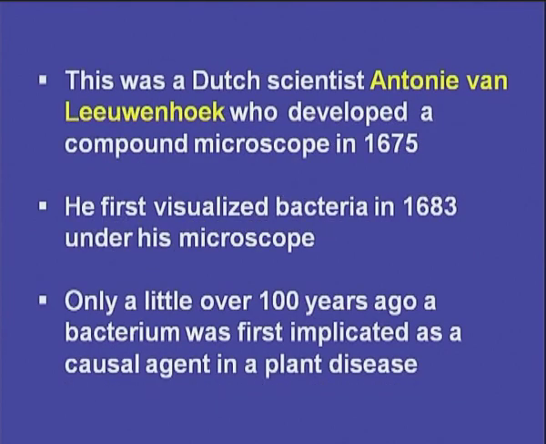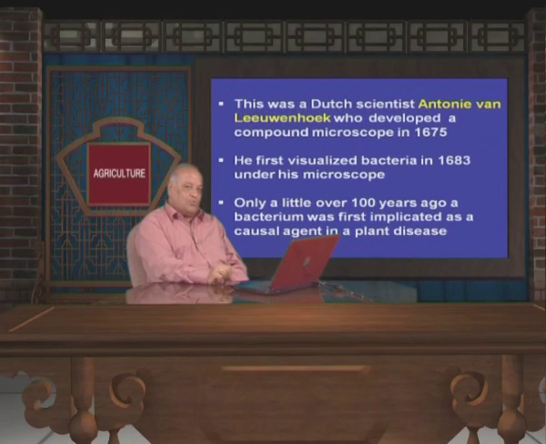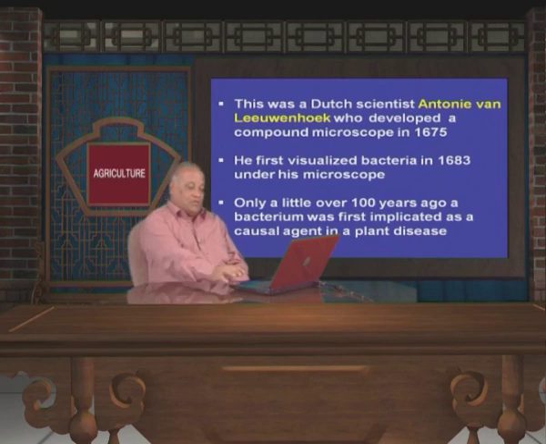This was a Dutch scientist, Anton von Leeuwenhoek, who in 1675 developed a compound microscope of his own, and he first saw the bacteria with his own eyes through his developed microscope. He first visualized bacteria in 1683 under his microscope. Only a little over 100 years ago, a bacterium was first implicated as a causal agent in a plant disease. So, it is not very early that we came to know that bacterial pathogens are causing very important and serious diseases. It is only 100 years before that we could get this idea.